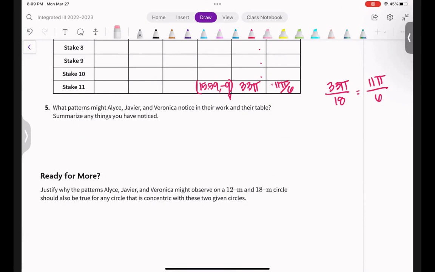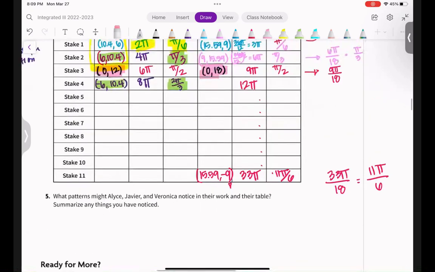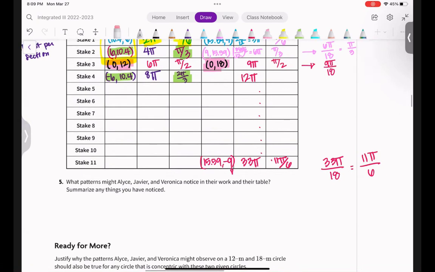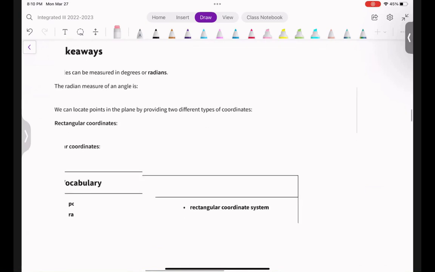It says, what patterns might Alice, Javier, and Veronica notice in their work and their table? Now, look, you should find a bunch of patterns here. Even though we only did about a fourth of it, maybe a little bit more than a fourth, you should be able to see all of those patterns. Patterns like, hey, Miss Johnson, there's a lot of stuff that matches across, right? And then picking and choosing the 2 green ones that we highlighted, those are more patterns. Okay. So let's go over our takeaways and then we'll be done.